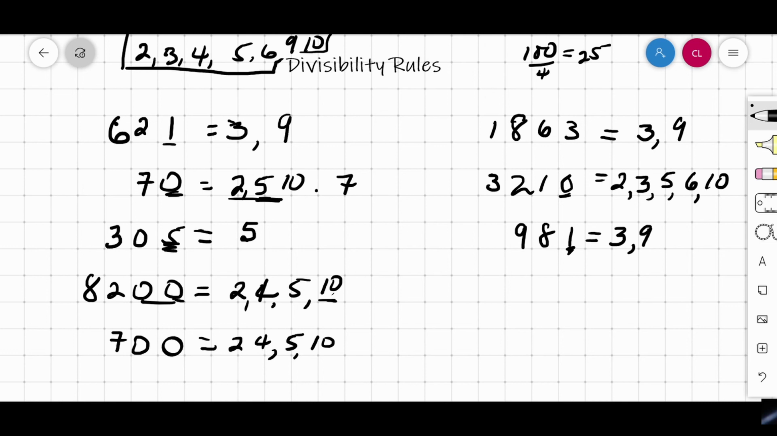Last one, 981. The sum of the digits is 18, so it can be divided by 3 because it's a multiple of 3. And it could be divided by 9 because the sum of the digits is also a multiple of 9. Alright guys, I hope that you have a better understanding of the divisibility rules.